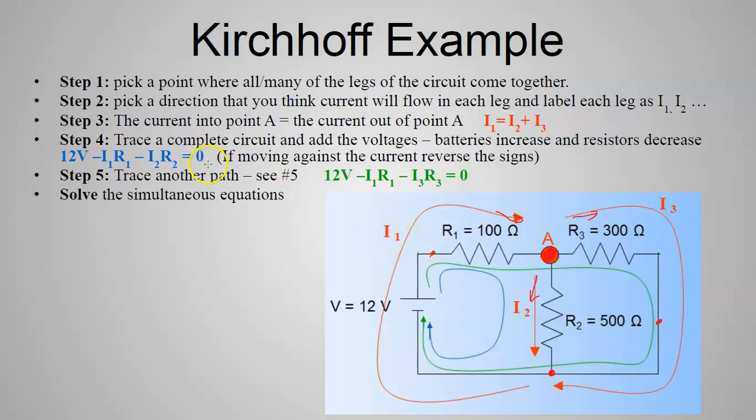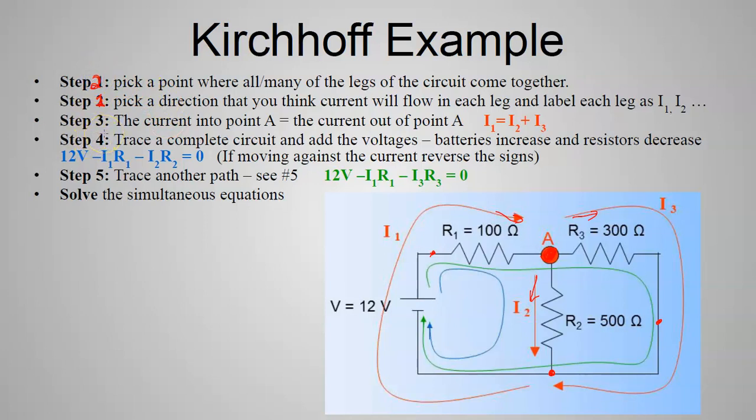Step 2, pick the direction that you think the current will flow in each leg and label it as I1, I2, dot, dot, dot. However many pieces of current you have. I would actually put that as step 1. I'm going to cross this out, and so this really should be step 1. You need to know where the current branches are, all those red lines on the picture down there. Figure all that out first, and then you can talk about your point rule and what's coming in and out of it. So let me correct that.